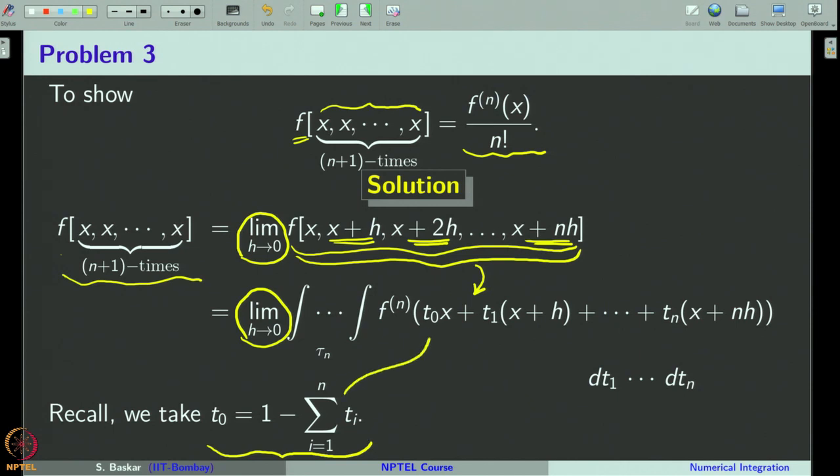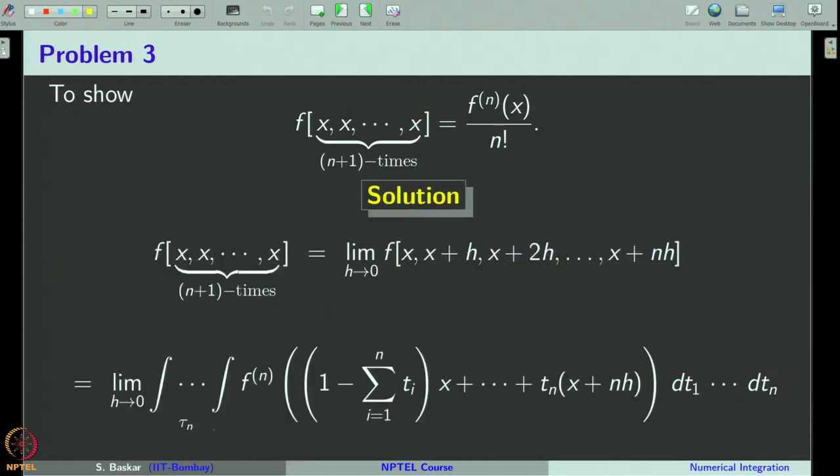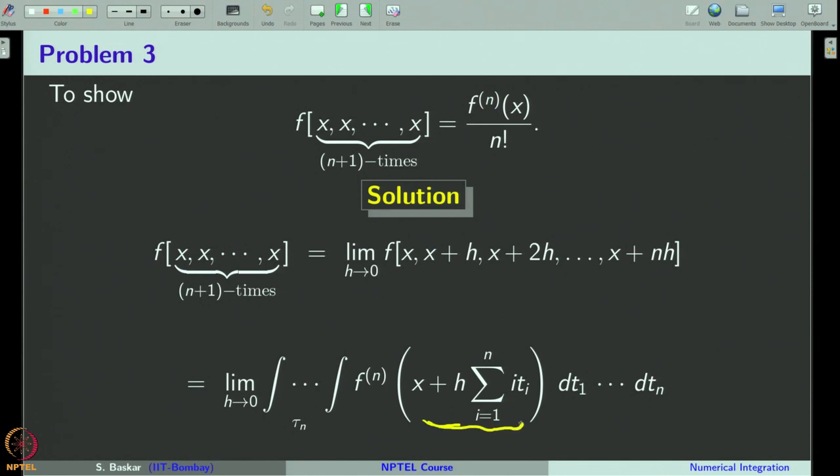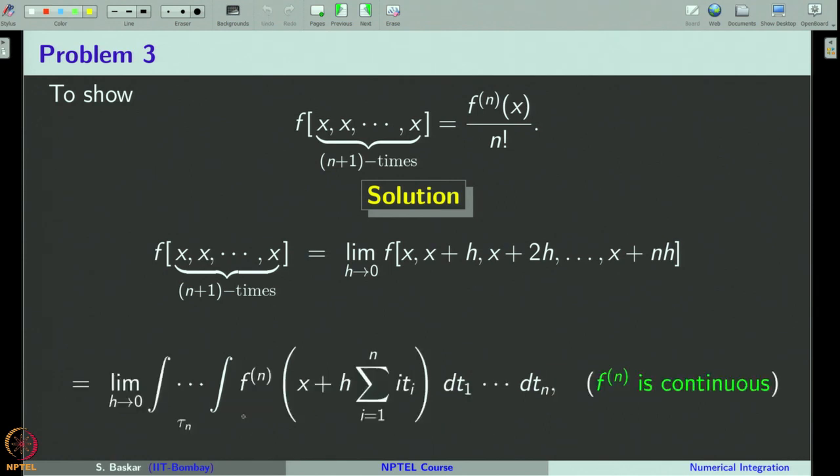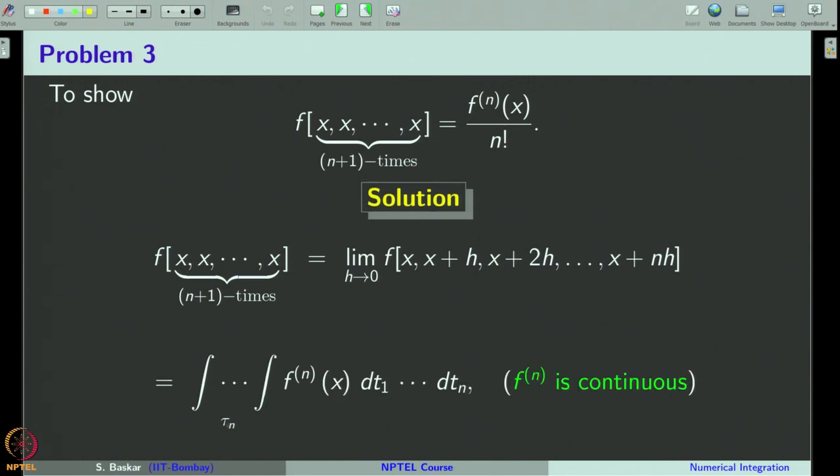So, we will just plug in this expression into t naught, and we can write it as the limit h tends to 0 of this multiple integral of the nth derivative of f evaluated at this point, where t naught is now replaced by this expression. And this argument can be rewritten in this form. I leave it to you to see, it is a simple calculation. Once you rewrite it in this form, recall that we have assumed that f is a C^n function. It means the nth derivative of f is a continuous function and tau n is a bounded set, right? Therefore, you can write this limit as the integral over tau n of f^(n) of x dt1 up to dtn.